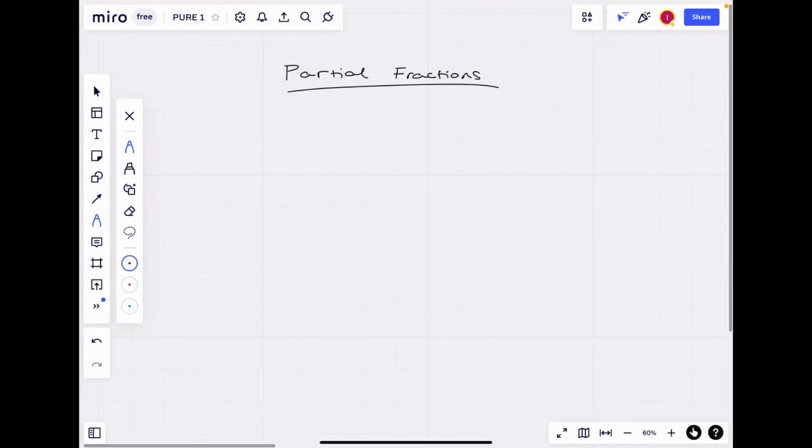Partial fractions allows you to take an algebraic fraction and split that up into multiple algebraic fractions. So here's what I mean by that. Let's say you have something like this, and underneath, let's say you have two brackets, something like that. What partial fractions allows you to do is split this into two separate algebraic fractions.